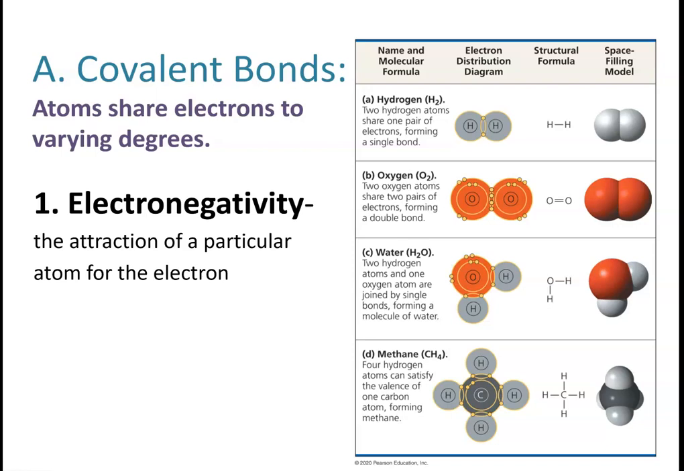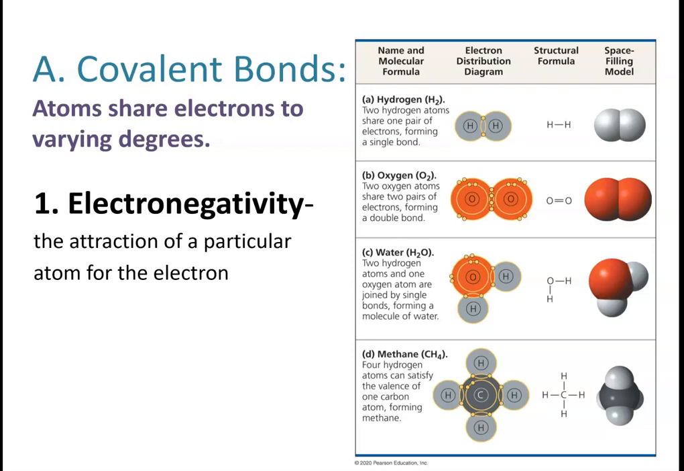So covalent bonds work because of something called electronegativity. Electronegativity is the attraction of a particular atom for an electron. So if we're thinking about a long-term relationship, really strong friendship, or a marriage, they work when both of you like each other, right? When both of you are attracted for some reason. So you can think of electronegativity as an attraction, a level of attraction.